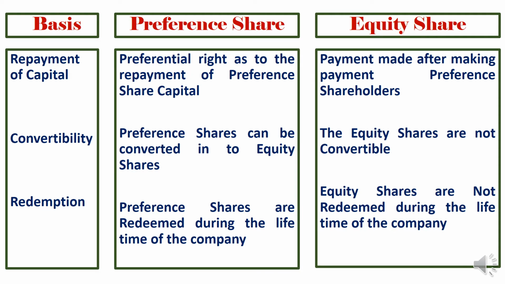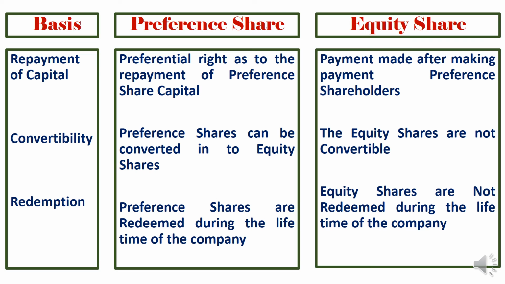Convertibility. Preference shares can be converted into equity shares after giving an option to the preference shareholders. They can convert preference shares into equity shares. That convertibility right will exist for the preference shareholders. Whereas equity shares cannot be converted. They will remain as equity shares until the company gets closed.